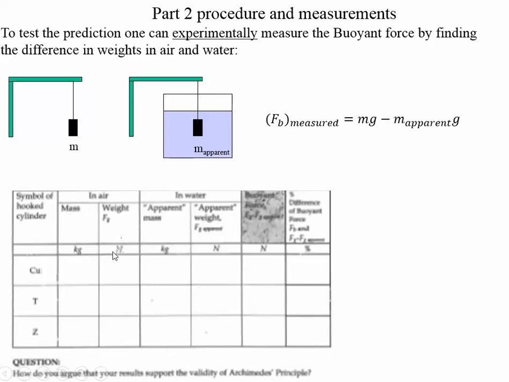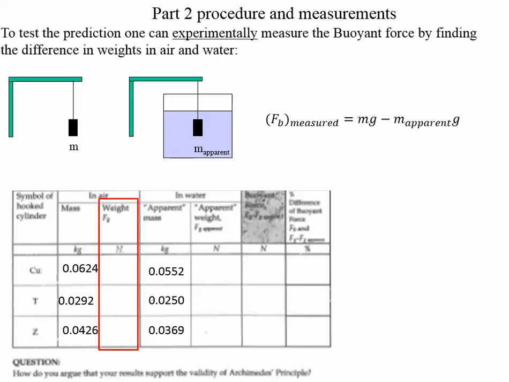Now the data table contains the measurements of those masses, and we're just going to give you those values. For the copper cylinder, the mass in the air was 0.0624 kilograms, the mass in water 0.0552. For the tin, 0.0292 in air, and in water 0.0250, and then finally the zinc, 0.0426 in air and 0.0369 in water. Now you're to complete the remaining entries in the data table.